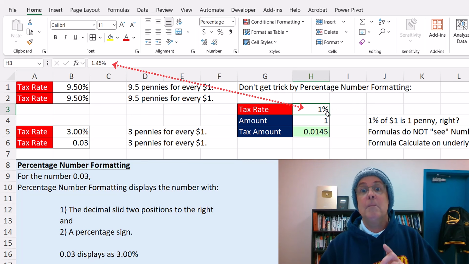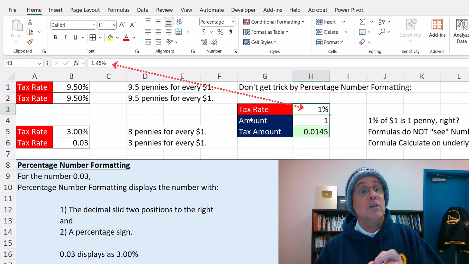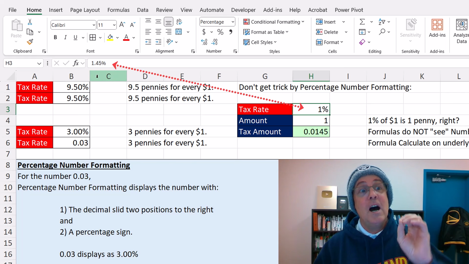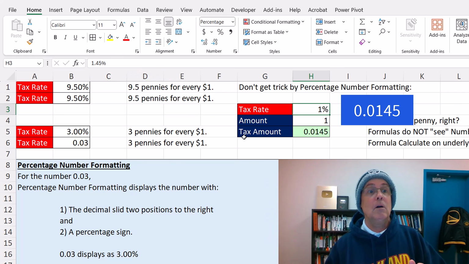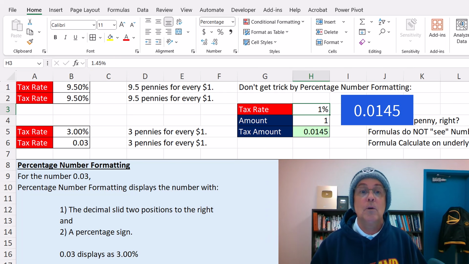Now, as we talked about in video number 1, you can actually look up to the formula bar and see the percentage, but that's actually not what's stored in the cell. That 0.00145 is what's stored in the cell.